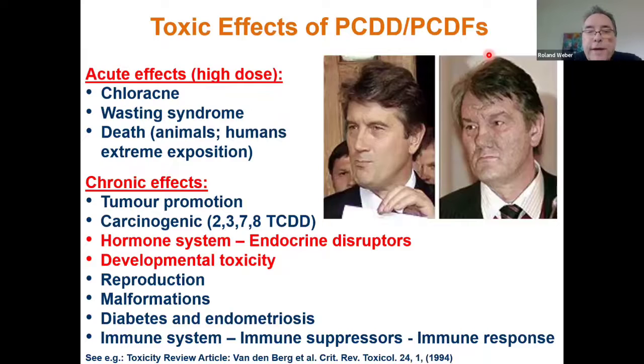So what are the toxic effects of dioxins? There are acute effects like chloracne, and some animals and humans in accidents have died from dioxins, but these are really at high doses. What you see here is the former Ukraine president Yushchenko, and he was poisoned by dioxins. So this is a picture before dioxin poisoning, and this is a picture after dioxin poisoning. He got a few milligrams of dioxins in his food, and so he developed this chloracne.